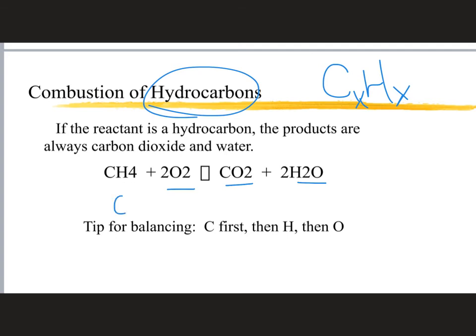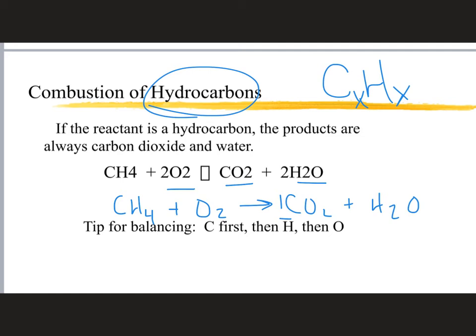So in terms of balancing it, there is a way to go in order that makes this a lot easier. So I'm going to react with O2, produce CO2 and H2O. So the first thing I would do is the carbon. So if I have 1 carbon on the left, I'm going to just have 1 carbon on the right. Not that you have to write that.